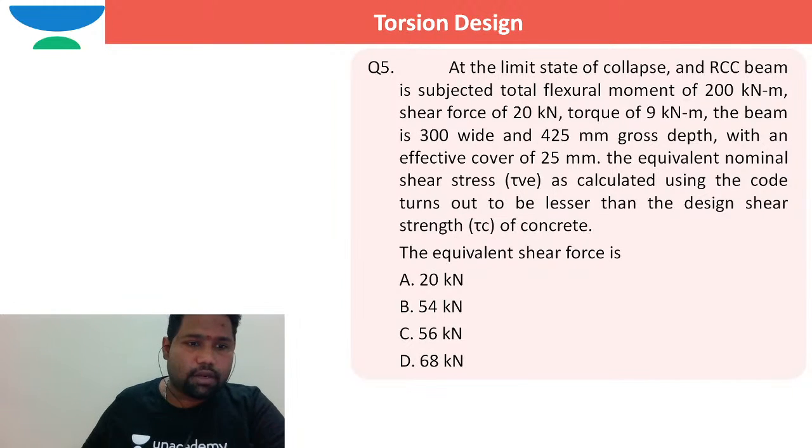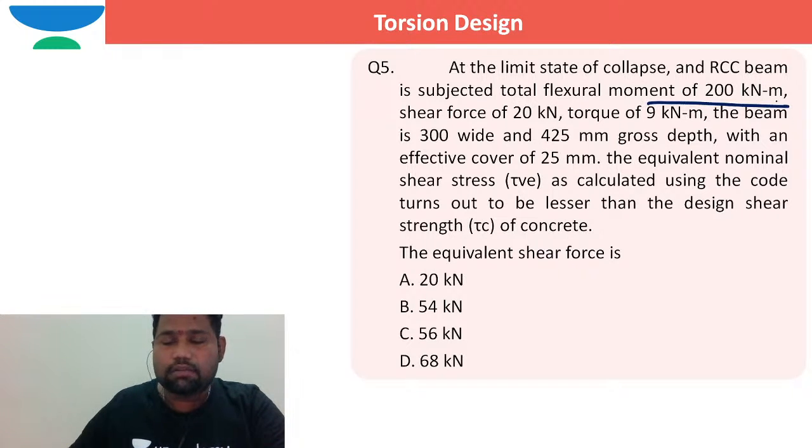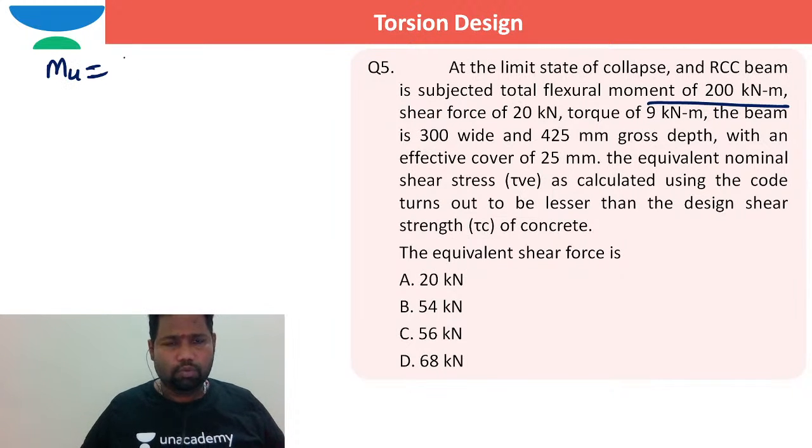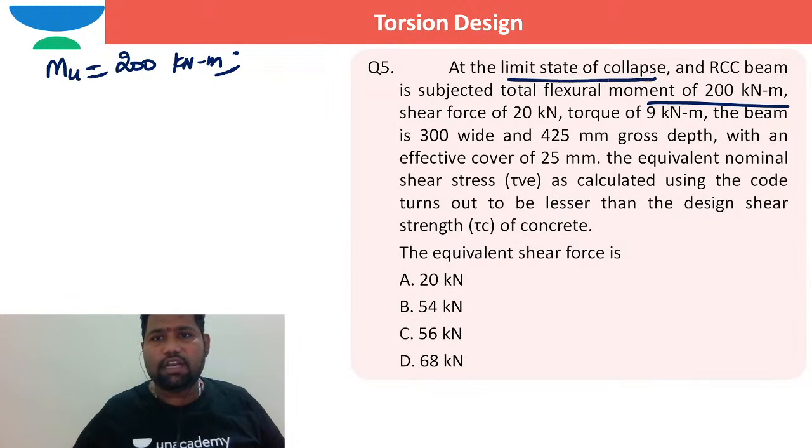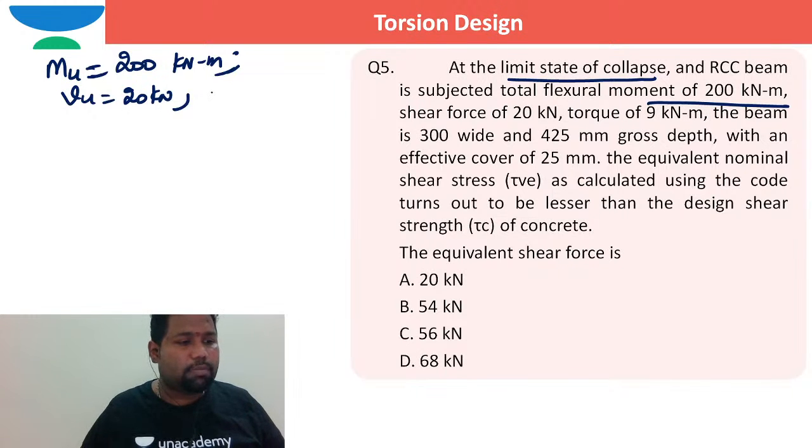So can you see this question, brother? I hope you can see at the limit state of collapse, the RCC beam is subjected to total flexural moment. The total flexural bending moment, design Mu, is 200 kilonewton meter. Why am I saying it is factored bending moment? Because they are saying at limit state of collapse. That is the hint. And factored shear force, which people call Vu, is 20 kilonewton, and a factored torsional moment, which people call Tu, is 9 kilonewton meter.